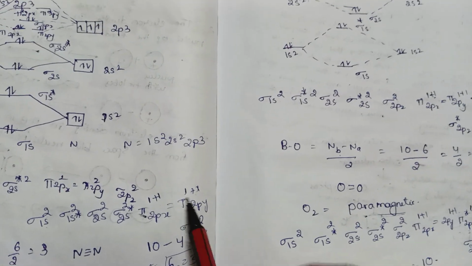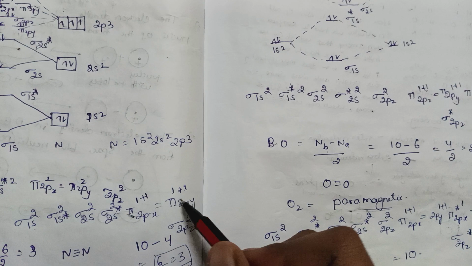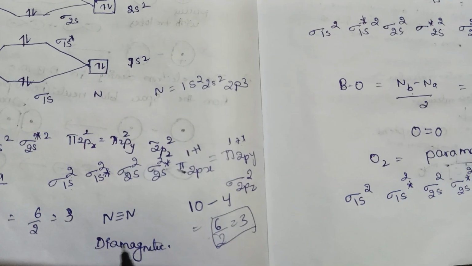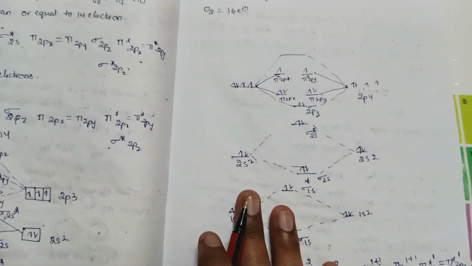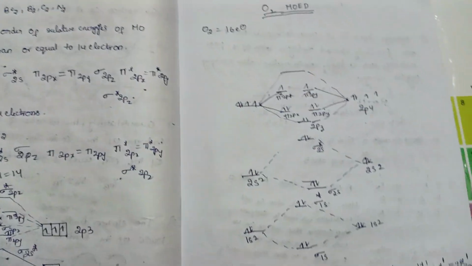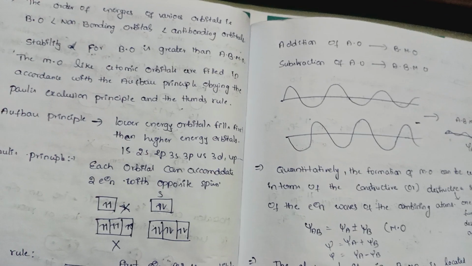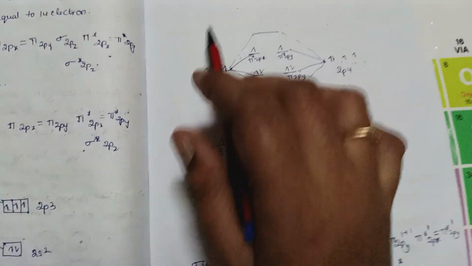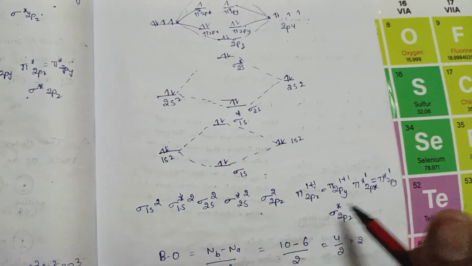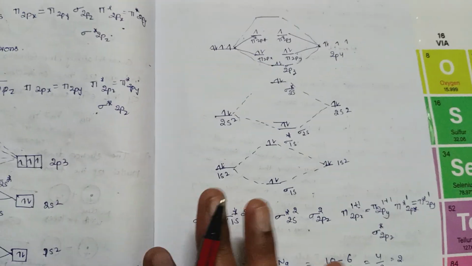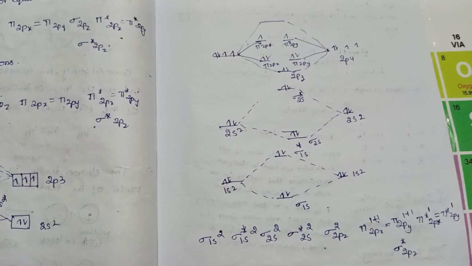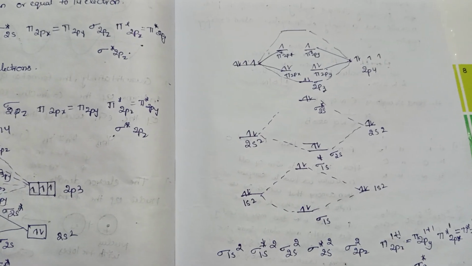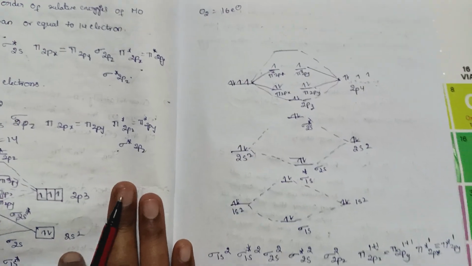In nitrogen, the electrons are paired, so it is diamagnetic. This is what Hund and Mulliken wanted to explain. Because oxygen has unpaired electrons, it shows paramagnetic nature, but according to VBT it is diamagnetic. That is one drawback of valence bond theory.